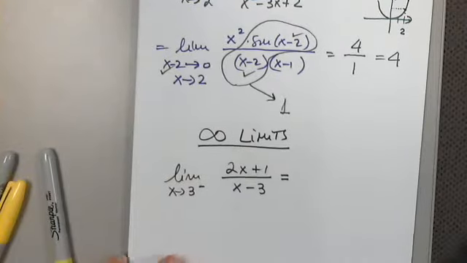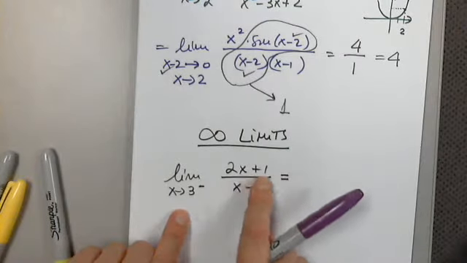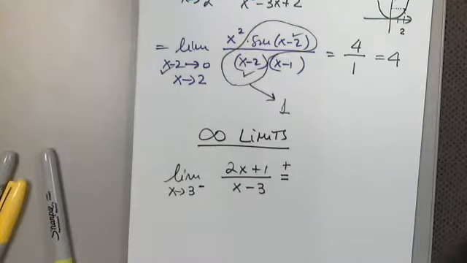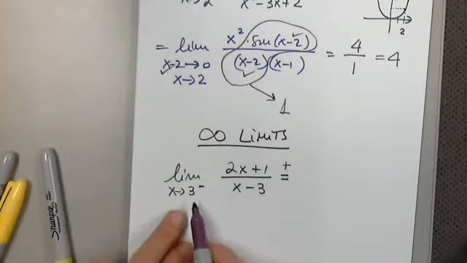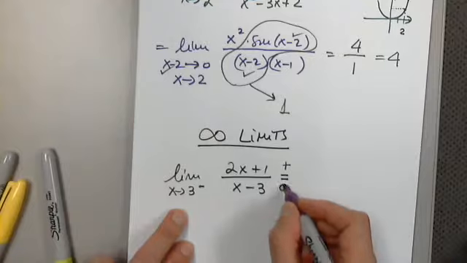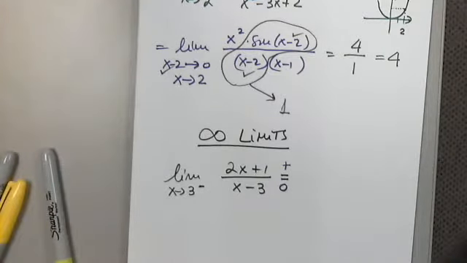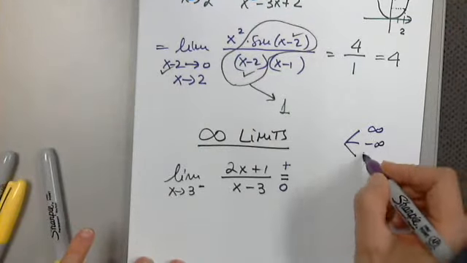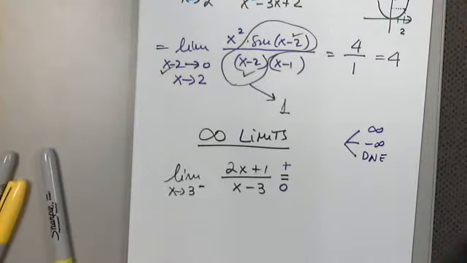Okay. So I plug in 3. 2 times 3 is 6, plus 1 is 7. Okay, so this is a positive value, 7. And then 3 minus 3, and I get 0. And I say, whoops. I know that no one can help this limit. It's definitely one of the 3 options, infinity, negative infinity, or D and E. There is absolutely no hope.